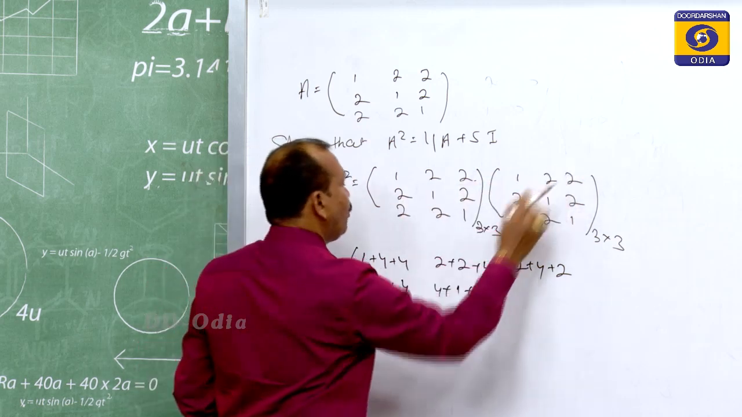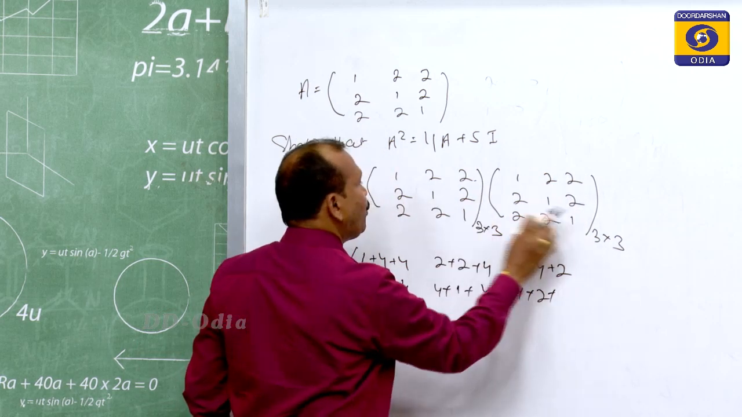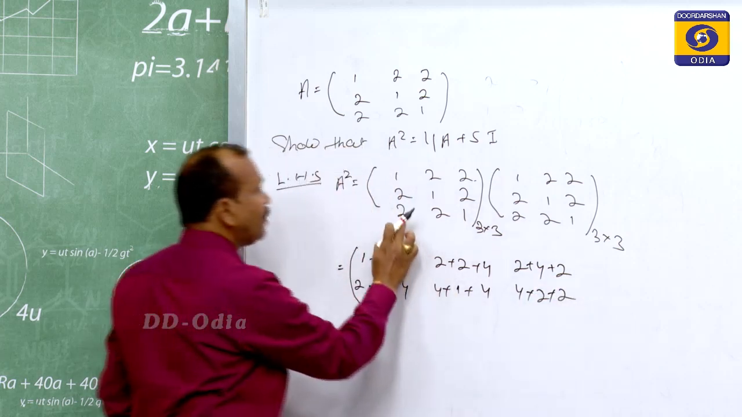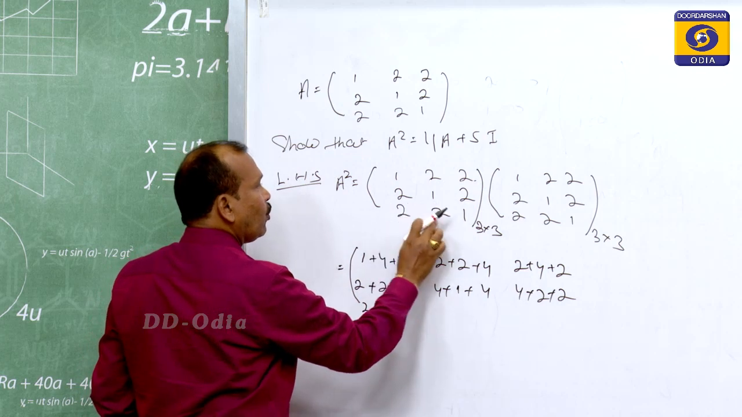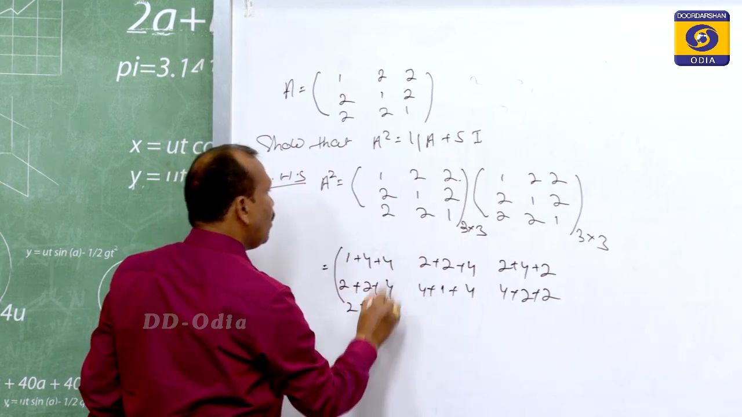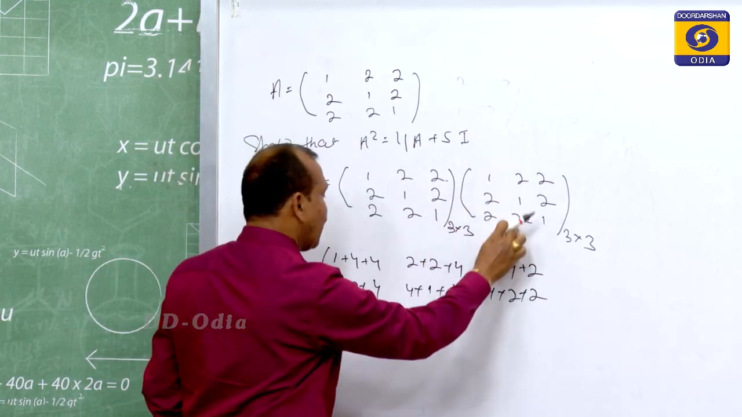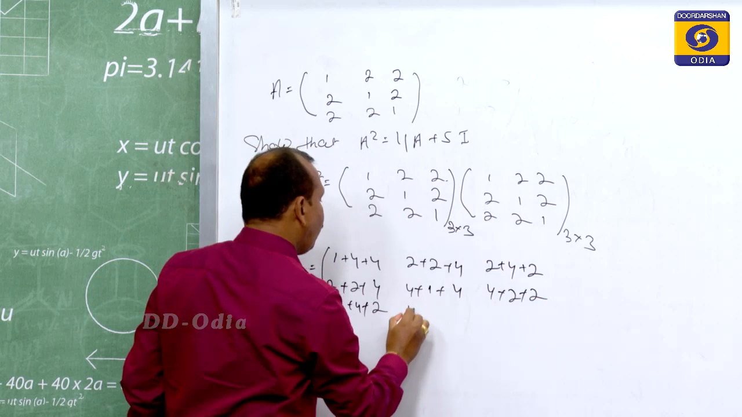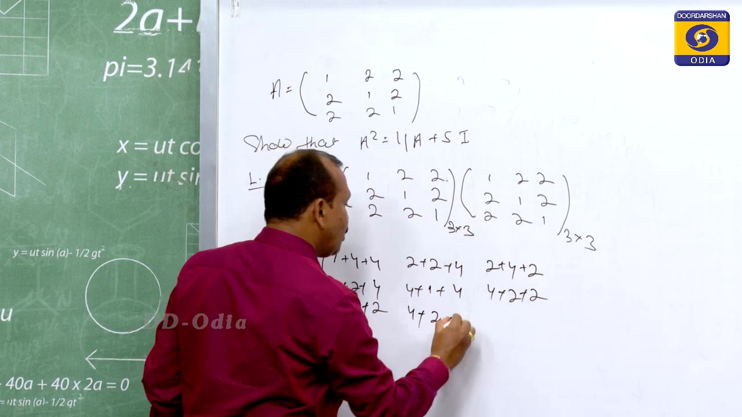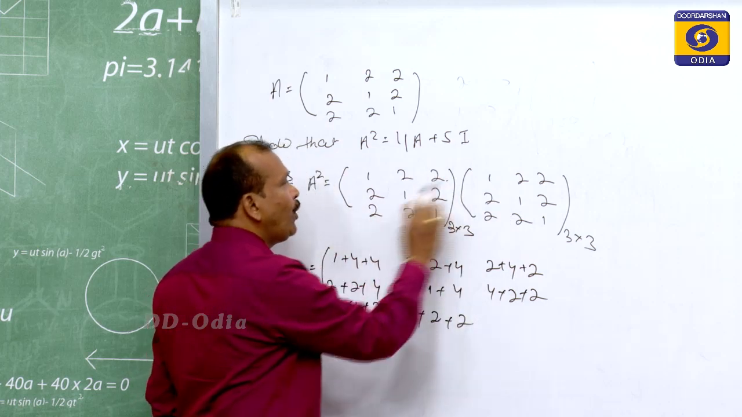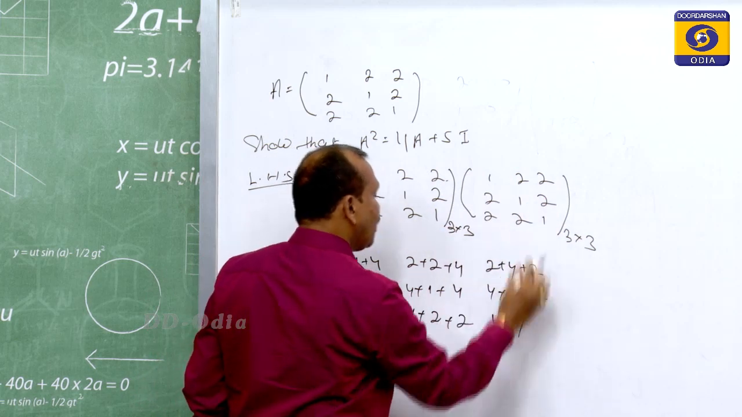So 2 into 2 is 4, plus 1 into 1 is 1, plus 2 into 2 is equal to 4. And 2 into 2 is equal to 4, plus 1 into 2 is equal to 2, plus 2 into 1 is equal to 2. Then the third row with second column: 2 into 2 is equal to 4, plus 2 into 1 is 2, plus 1 into 2 is equal to 2. 2 into 2 is equal to 4, 2 into 2 plus 4, 1 into 1 is equal to 9.